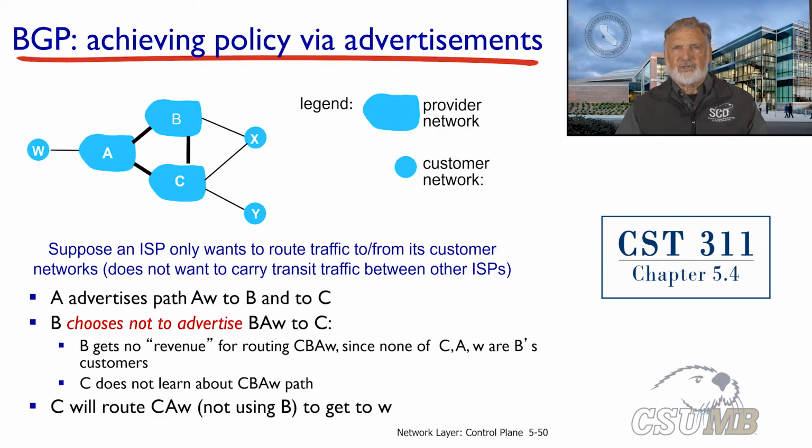Let's look at how BGP can direct traffic by policy. In the diagram on this slide, ISP-A advertises the path AW to both ISP-B and ISP-C. However, for monetary reasons, ISP-B chooses not to advertise this route to ISP-C. So, if ISP-C receives traffic destined for W, ISP-C will route the traffic to W directly through ISP-A and not send the traffic via ISP-B.